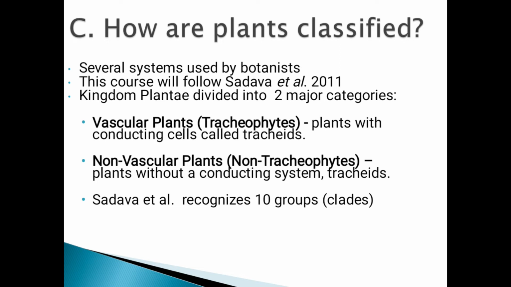The two major categories are the vascular plants, the tracheophytes, and the non-vascular plants, the non-tracheophytes. The vascular plants have conducting cells called tracheids. They have the xylem and phloem. These are called the vascular plants. Non-vascular plants don't have the conducting system; they are the non-tracheophytes.